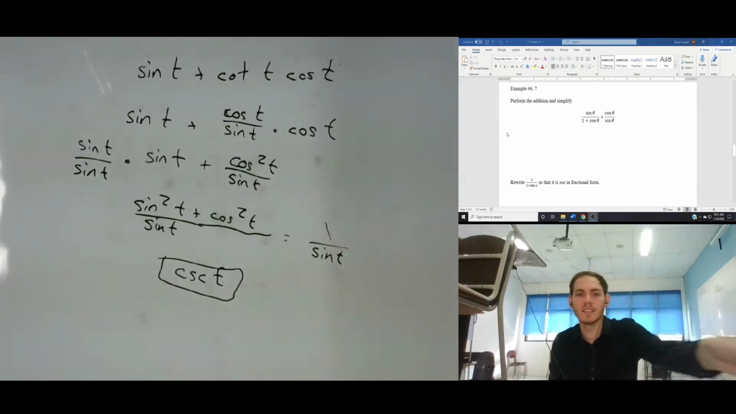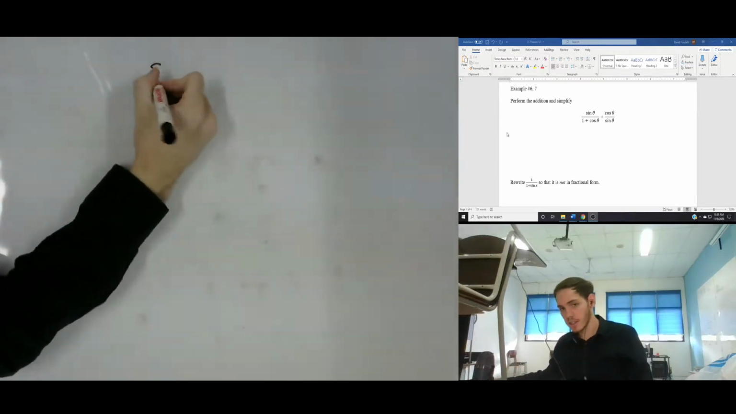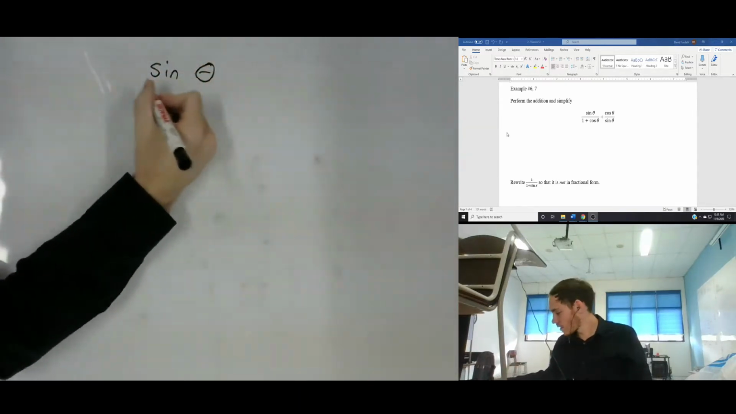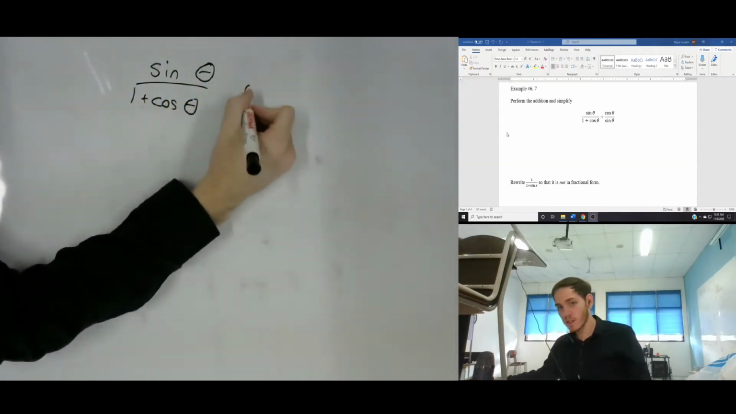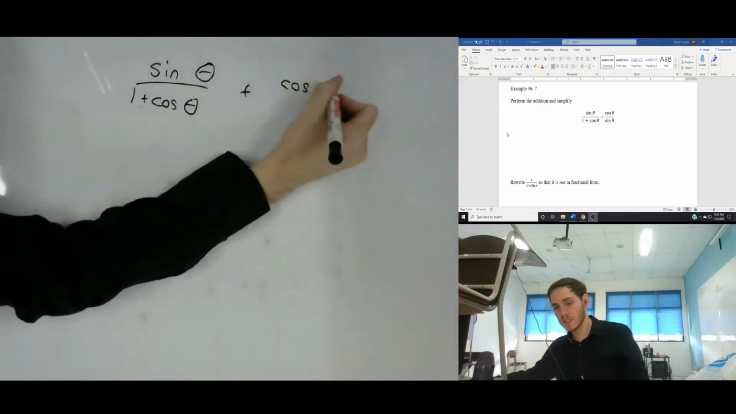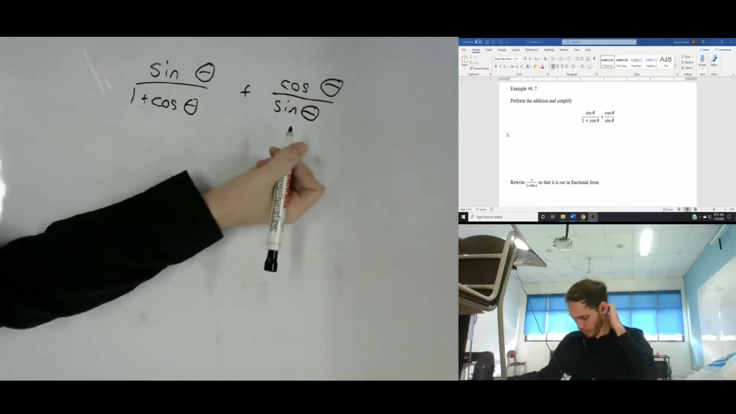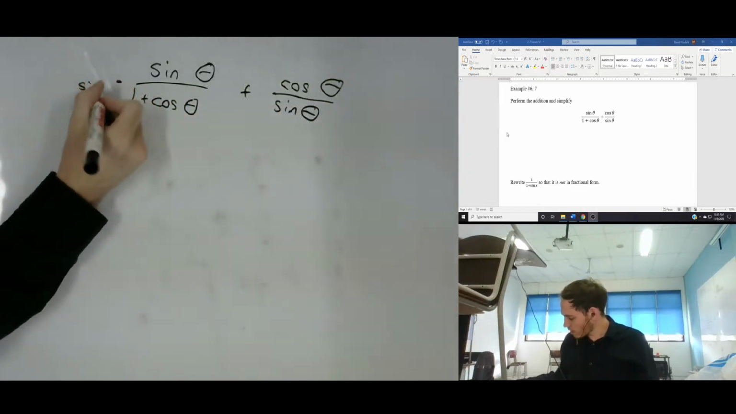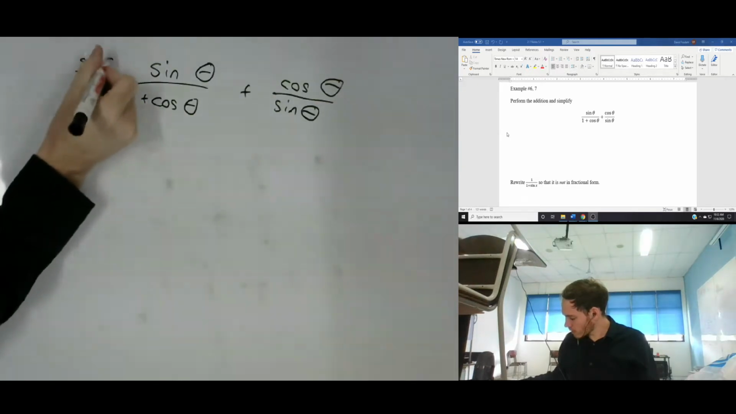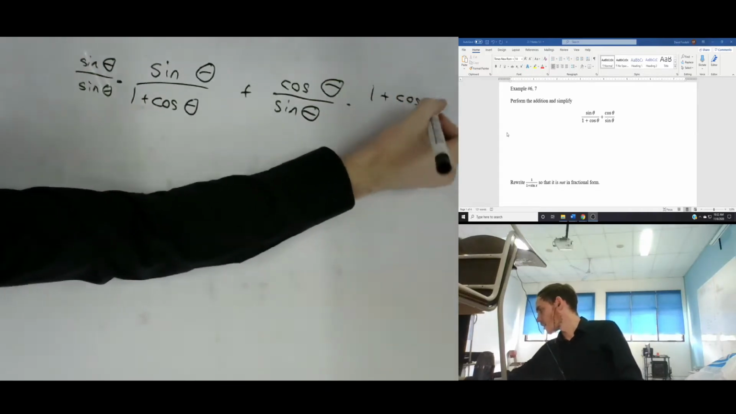Perform addition and simplify. So we get sine theta over 1 plus cosine theta plus cosine theta over sine theta. Now the first step is to get the same denominator. So we're just going to multiply both by what the other has. So this one is going to multiply by this. This is going to multiply by 1 plus cosine theta, right?